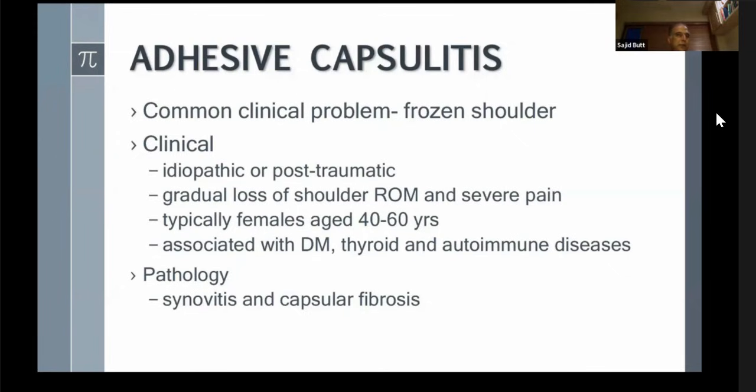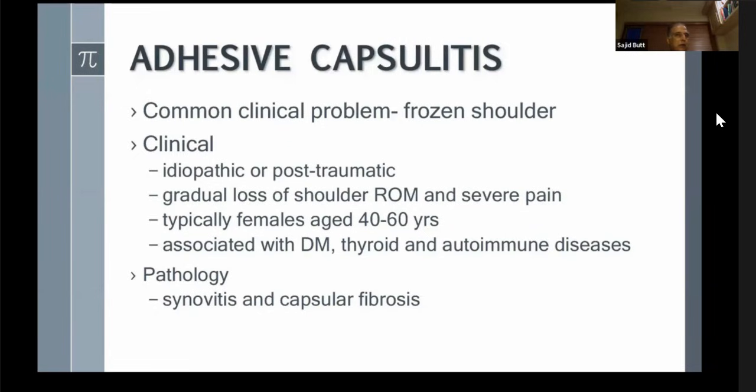Adhesive capsulitis is also important, but mostly the clinicians are happy to make the diagnosis. So what happens is that they send the patient to us. A 45-year-old woman complains of pain in the shoulder for the last so many weeks or months.